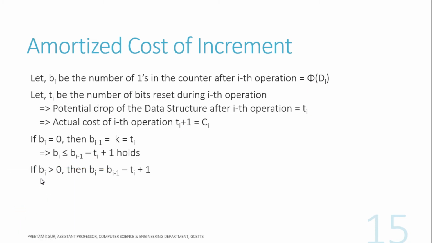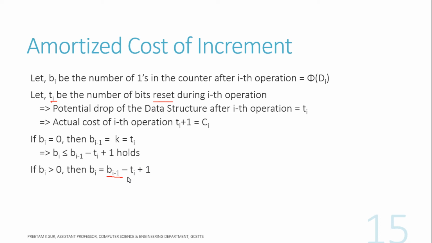So sorry, if bi is greater than 0, it means that the number of ones in the bit will be what? So bi minus 1, before the ith increment call we have bi minus 1 number of ones in the counter, right? Then we have ti number of ones that are reset to 0, right?